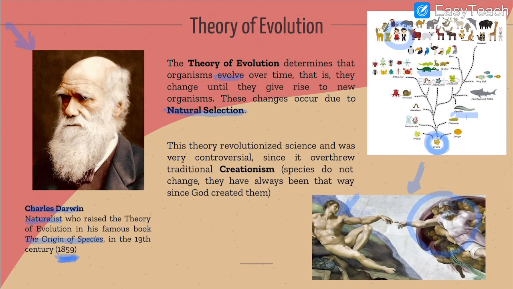So in the 19th century, everyone believed in creationism. So nothing changed. God created everything in the same way that we are nowadays. He created everything and nothing is changing because God created things in a perfect way. So it's not necessary to change anything.